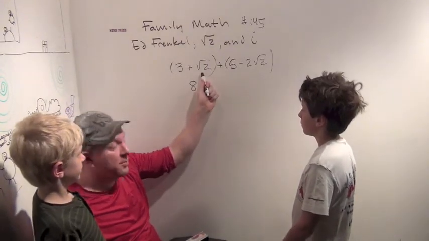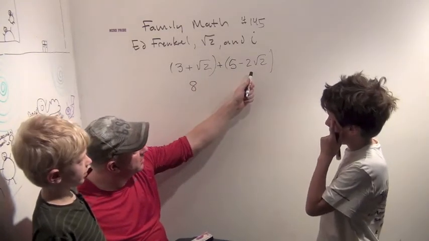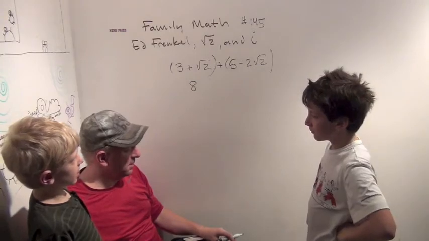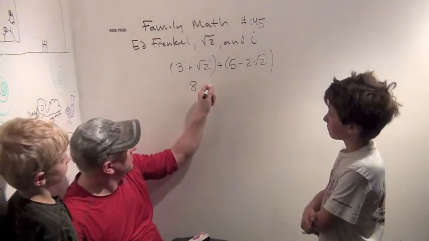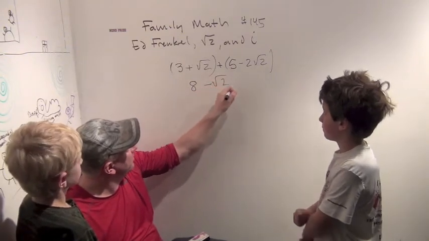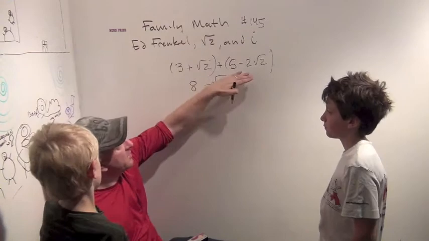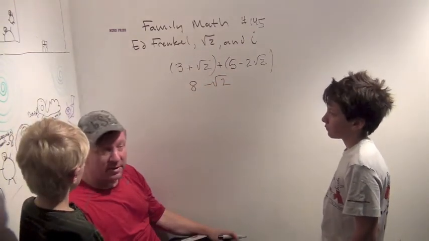Well, how many square roots of 2 do I have on this side? You have one square root of 2. And how many on this side? Minus 2 of them. So minus 1 square root of 2. Right, so I get 8 minus the square root of 2. I made up two complicated looking numbers, and I could just add them together. That's pretty neat, right?